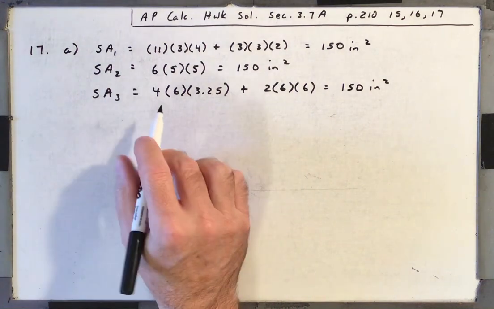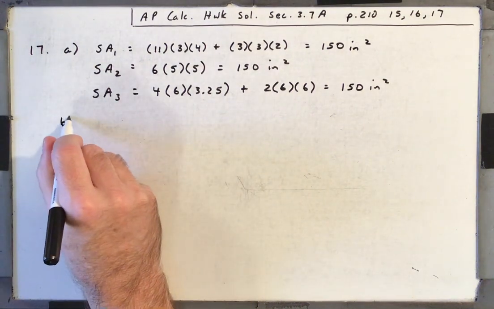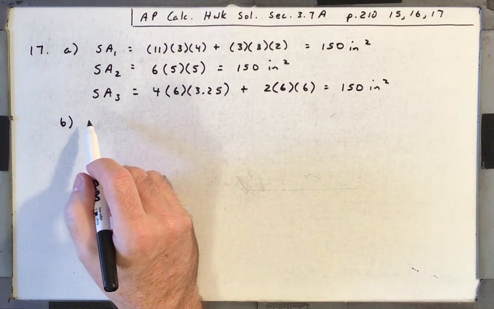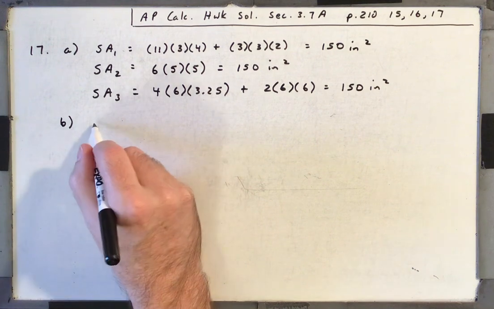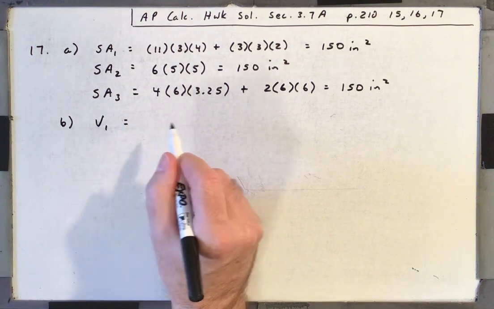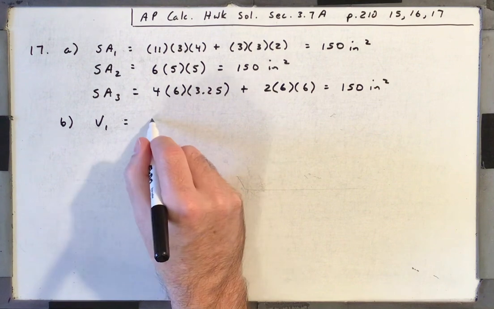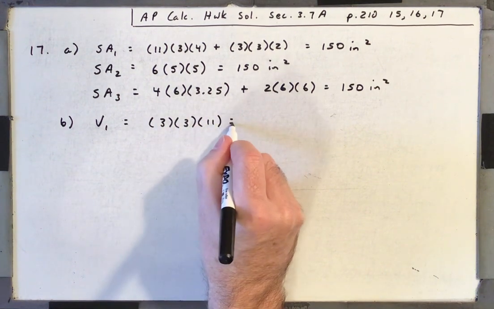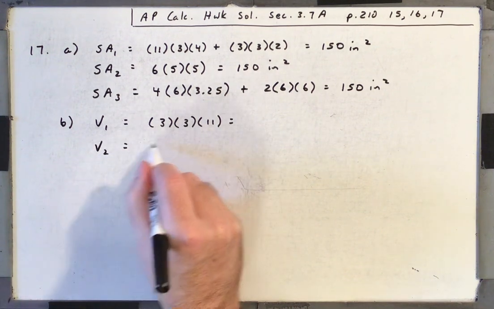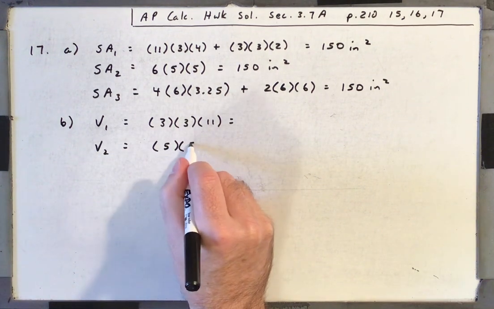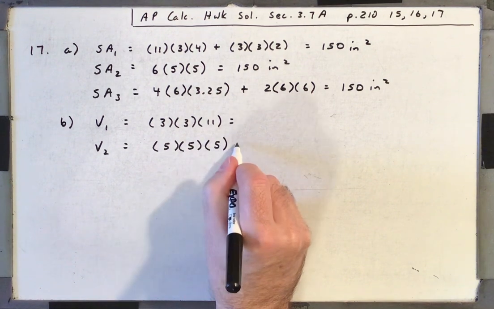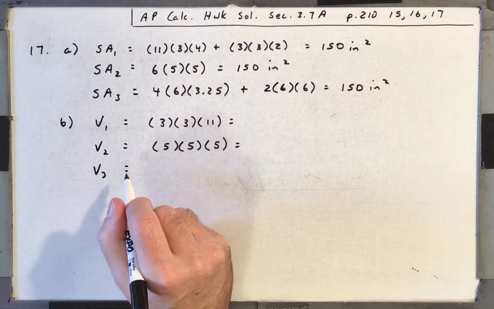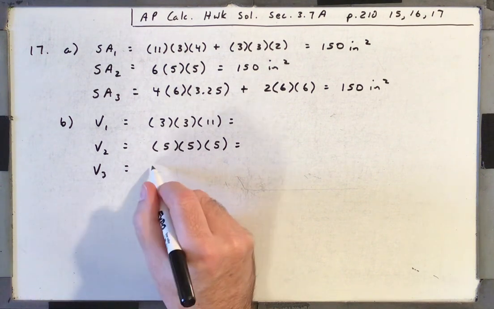I think the purpose of that was to remind you how to do the surface area, because you're going to have to come up with an equation in part C. So find the volume of each. So the volume of solid 1, length times width times height. So it's 3 times 3 times 11. And the volume of the cube would be 5 times 5 times 5. And then the volume of the third solid would be 6 times 6 times 3.25.